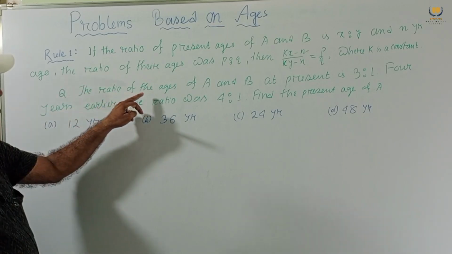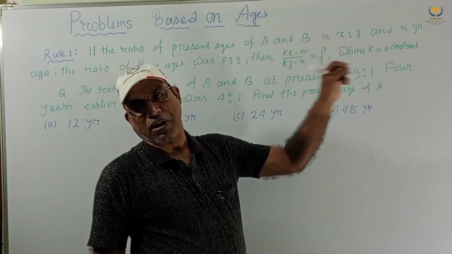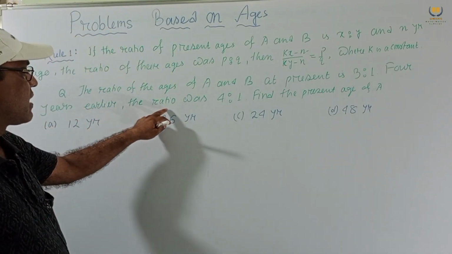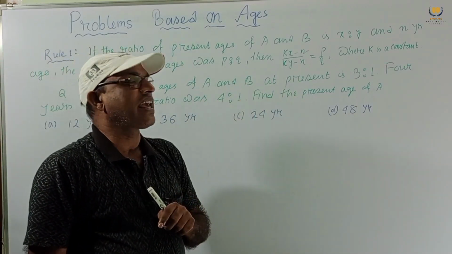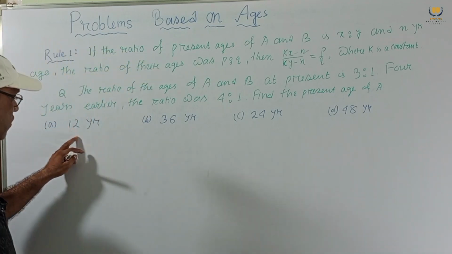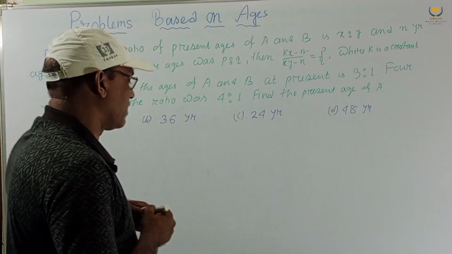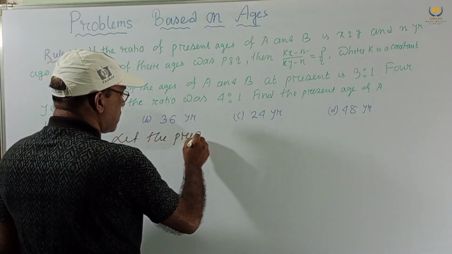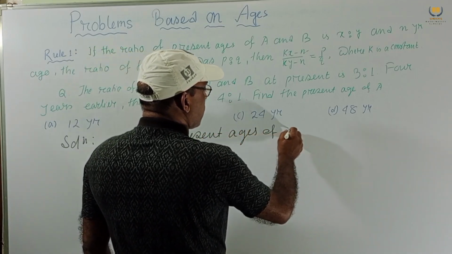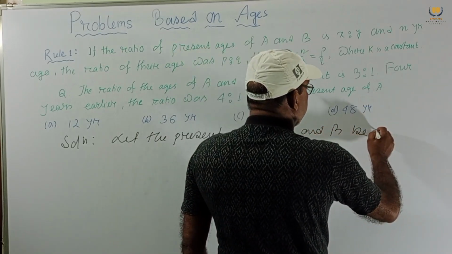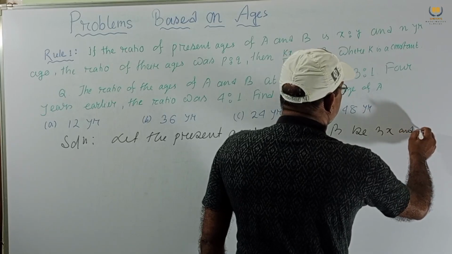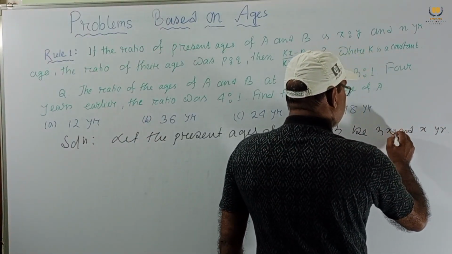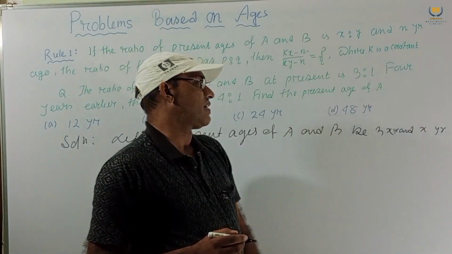Problem number 1: the ratio of the ages of A and B at present is 3:1. Four years earlier, that means 4 years ago, the ratio was 4:1. Find the present age of A. The options given are 12 years, 36 years, 24 years, 40 years, 48 years. Now the solution. First, let the present ages of A and B be 3x years and x years, since the ratio is 3:1.